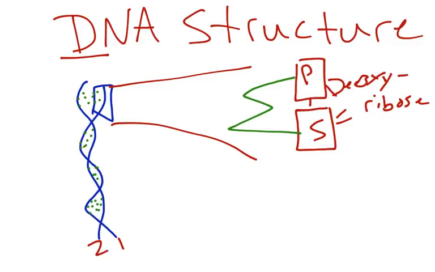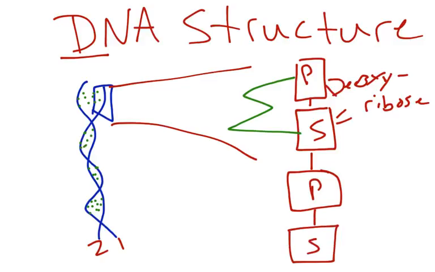And so if we were looking at the whole strand here, this sugar would then be bound with another phosphate here through a covalent bond. Then you have your sugar here, and that would continue all along the backbone of the DNA. And then in the middle here, you would have your nitrogenous bases. Now, there's four types of bases.